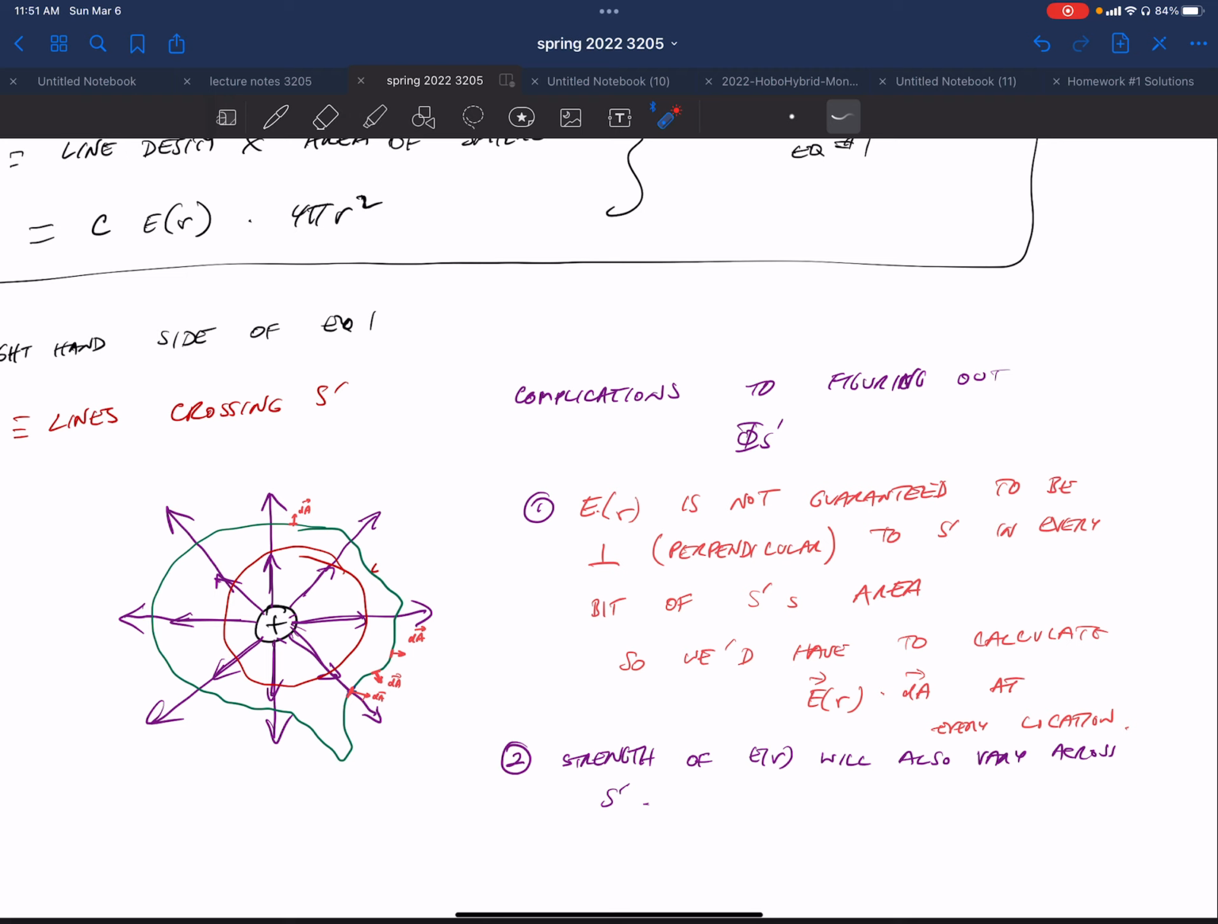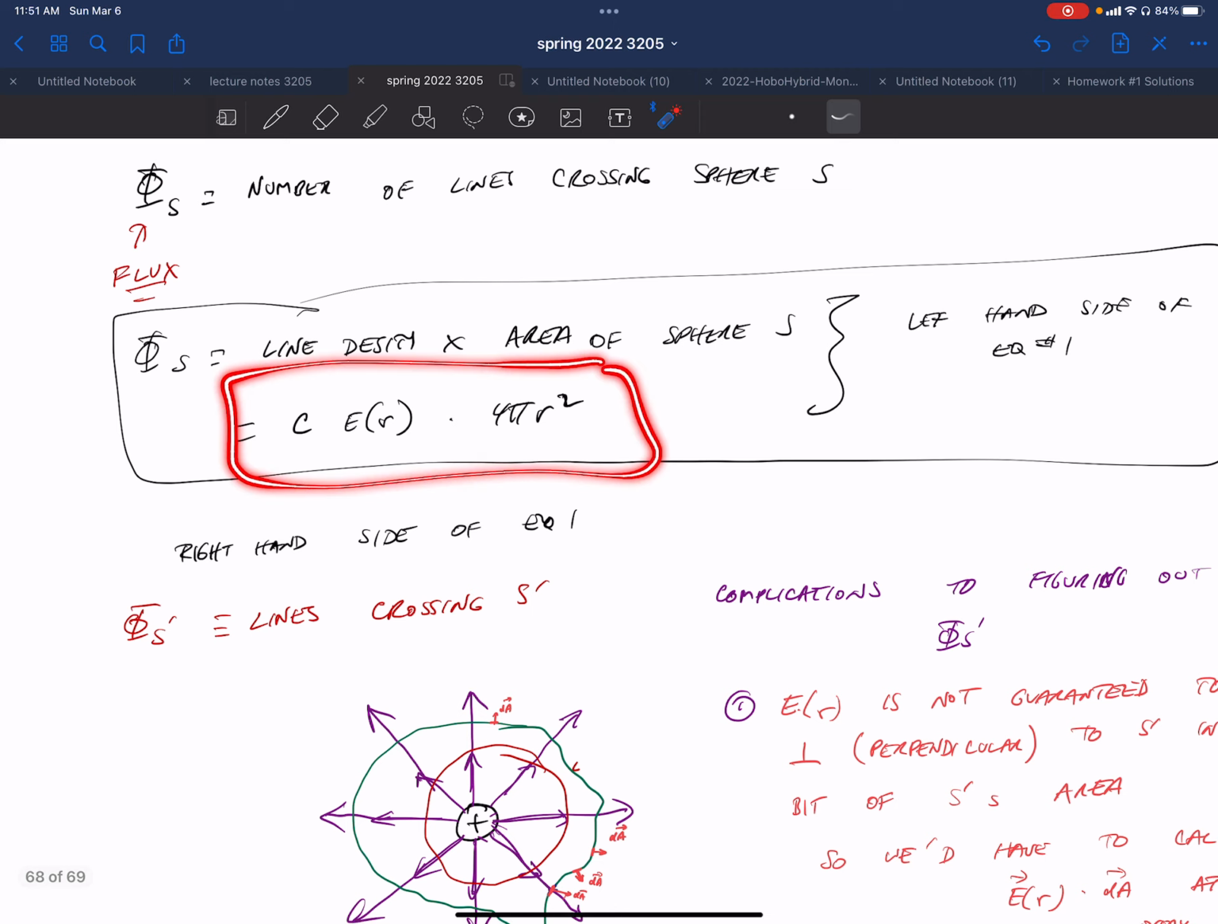But so again, for S, we had two big advantages. One was that the strength of the electric field was the same all along the sphere because the charge is at the center, so the distances are all the same anywhere along the sphere. And because it's a sphere and because the electric field coming out of a point charge is radial, the direction of the electric field or force lines are always perpendicular to the area. So that's two huge advantages where we could just read off the line density and the area of the sphere.